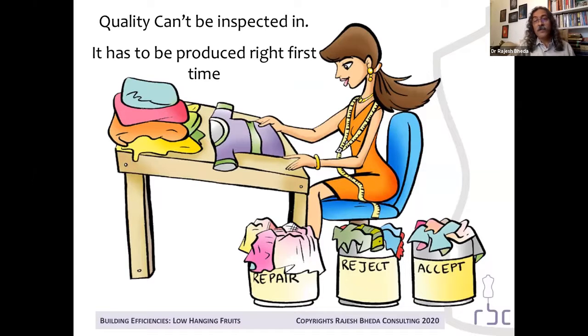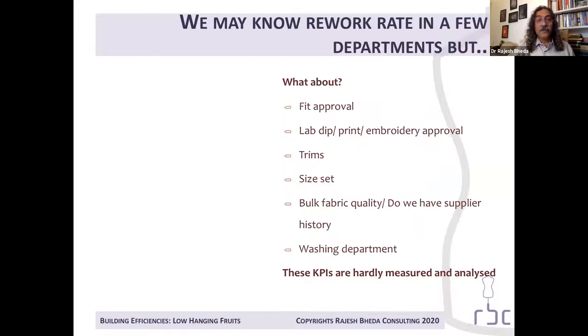But the most important principle to understand is that quality can't be inspected in. It has to be produced right first time. Inspection can only be a postmortem that tells us what went wrong or how much is the defect rate, but that doesn't improve quality. That needs to be understood.